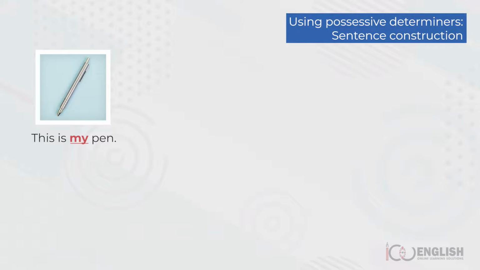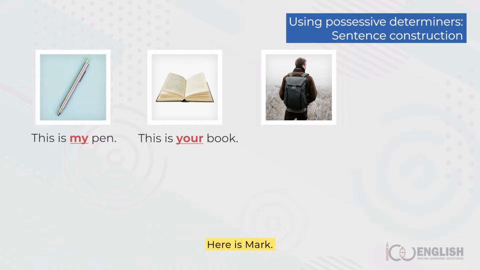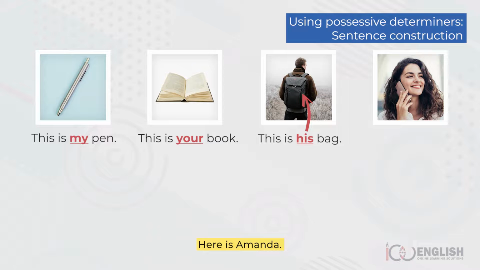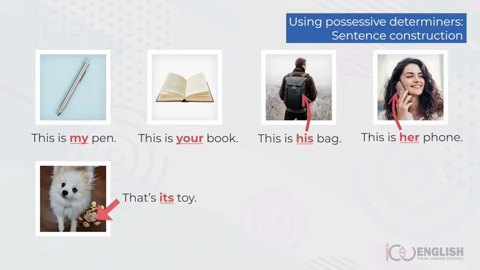This is my pen. This is your book. Here is Mark. This is his bag. Here is Amanda. This is her phone. Here is my dog Mango. Mango has a toy. That's its toy.